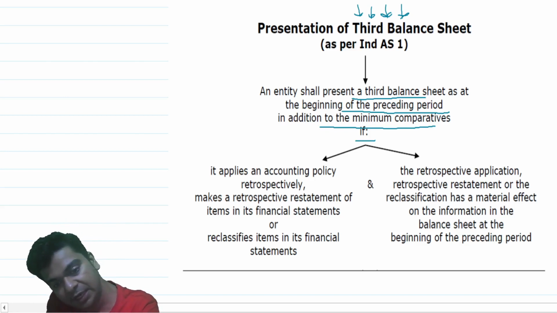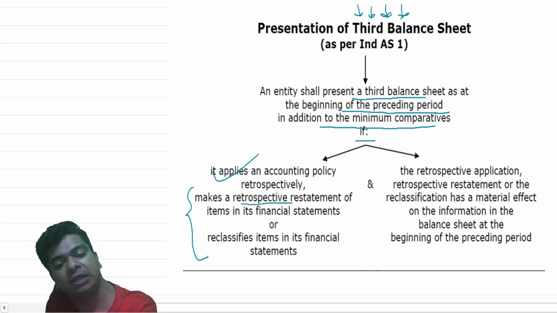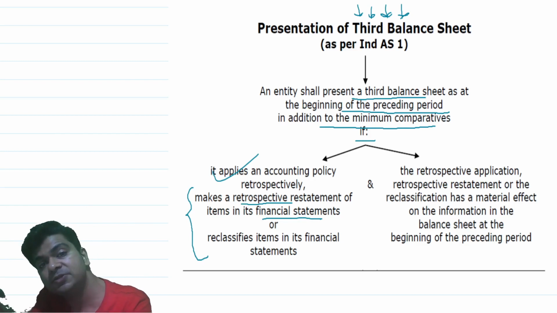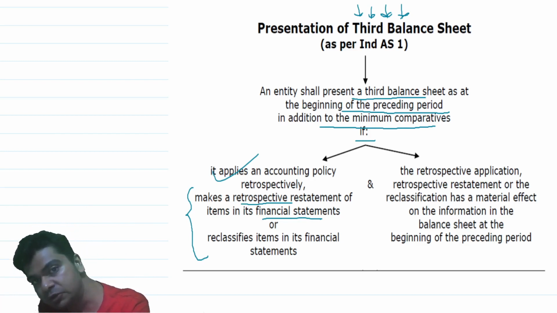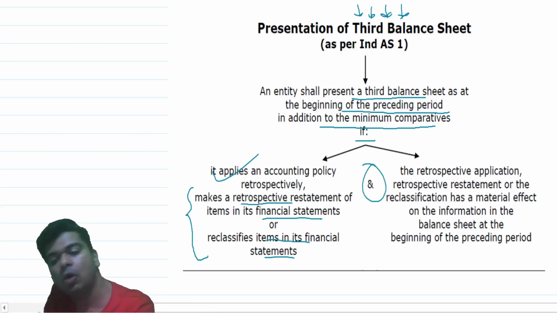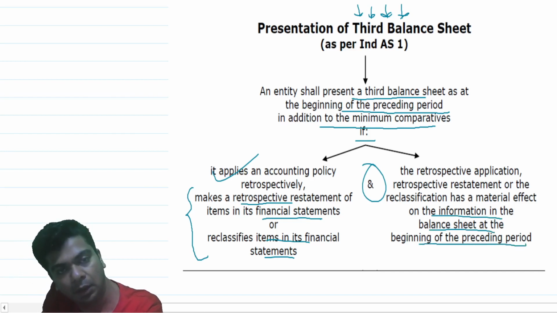That was covered earlier, but see now, this is what will affect your prior period errors. It makes a retrospective restatement of items in its financial statements. That item of wages which was not recorded relating to 2 years back, 3 years back, I am giving a retrospective effect of the same. Or you are reclassifying the items in the financial statements. And the second condition, the retrospective application, retrospective restatement, or the reclassification has a material effect on the information in the balance sheet at the beginning of the preceding period.